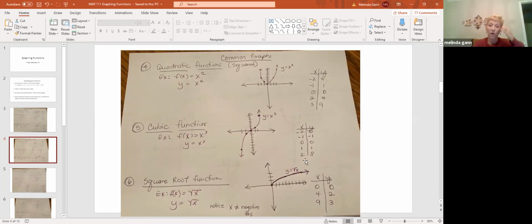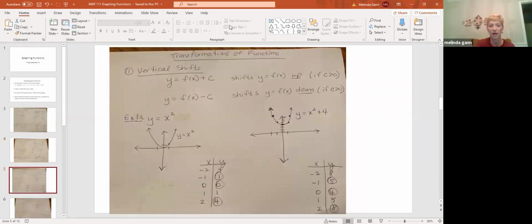Again, this is already in your notes. And then that square root function. Remember your domain, you can't have negative numbers under that root, so I wouldn't be able to put any negative numbers in for x. So those 6 graphs are already in your notes. Now we're going to start the new stuff, the transformations. So here's what you know.